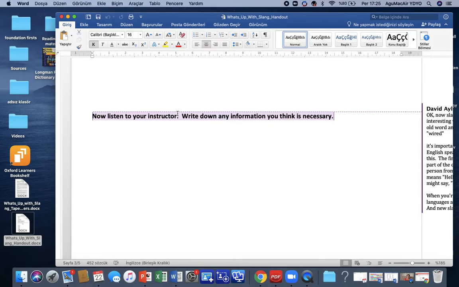Okay, now slang is created in a variety of different and interesting ways. One way slang is created is by taking an old word and giving it a new meaning, like the slang word wired. It's important to note that not everyone who speaks English speaks the same slang. Several factors influence this. The first important factor is region, meaning the part of the country a person is from. So you might hear a person from the southern states say "Hell," which means "Hello everyone," but a person from California might say "What's up guys?"